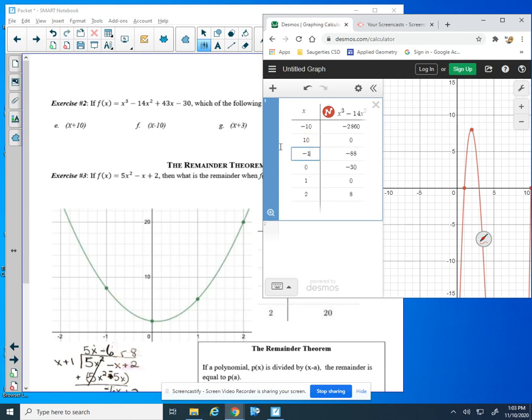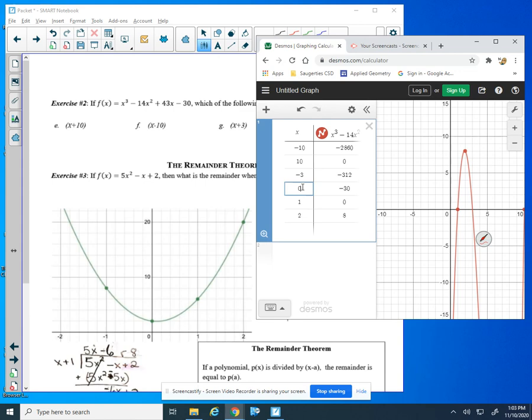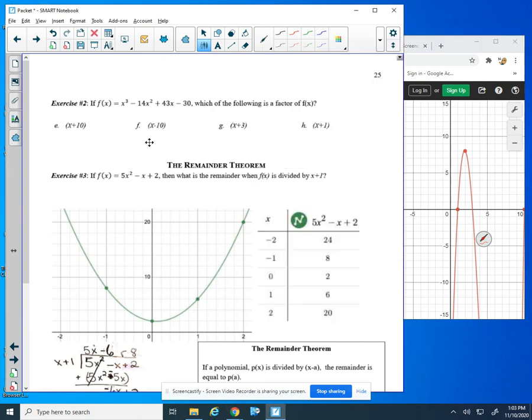For plus 3, I'm going to check negative 3. Nope. And my last one, which I can't see, x plus 1, so I'm going to check negative 1. So it is that 10 is the root, so x minus 10 is the factor. We would choose letter F.